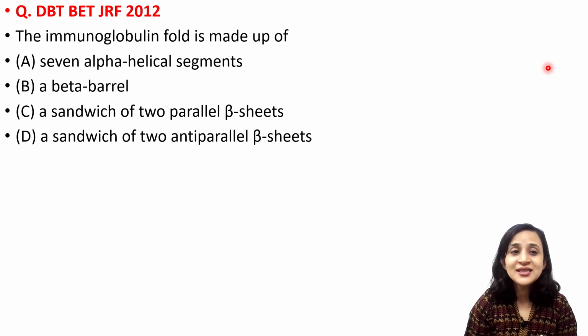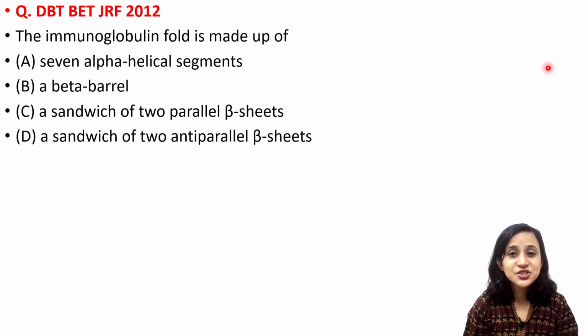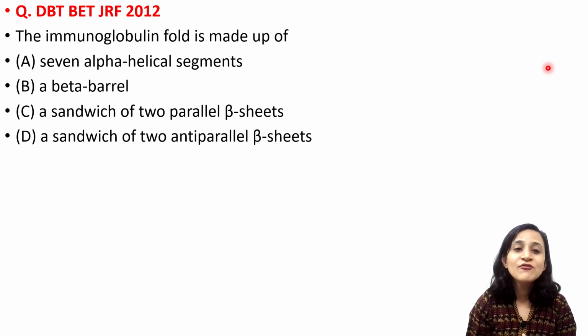Now the question that came in DBT BET JRF 2012: the immunoglobulin fold is made up of A, 7 alpha helical segments. So it is a big no, because we know that beta sheets are there in the immunoglobulin fold. So A is a big no. B, a beta barrel. No, because we know that beta sheets are there.